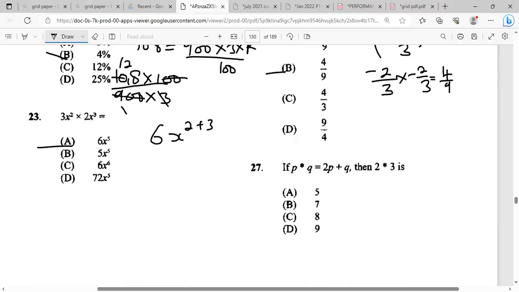All right, so it says if P asterisk Q is equal to 2P plus Q, then 2 asterisk 3. So what it is, I could just write it up, we have space.